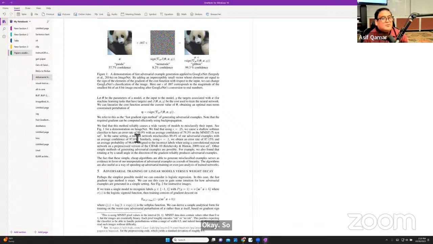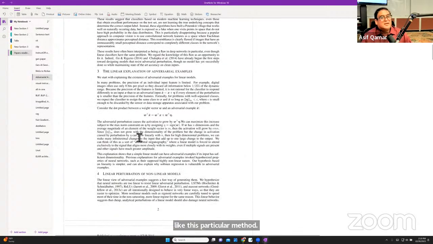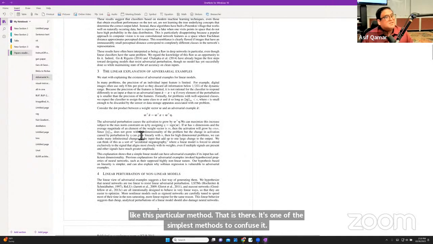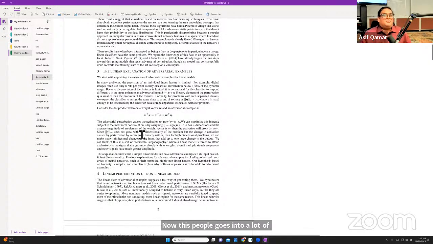People try to explain why it happens. In this paper, this particular method is one of the simplest methods to confuse a network. Now, this paper goes into a lot of explanations of why adversarial attacks happen. Since 2014, when I believe the first version of this paper came, almost a decade has gone by. In this decade, we haven't yet, I believe, put the topic to rest.